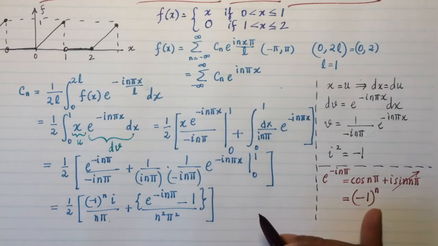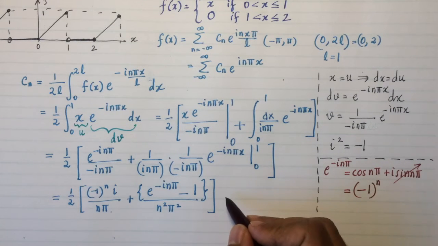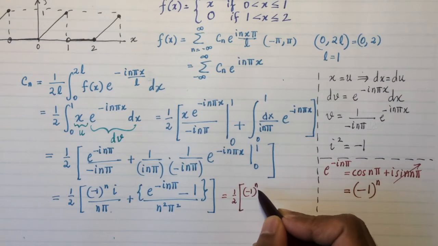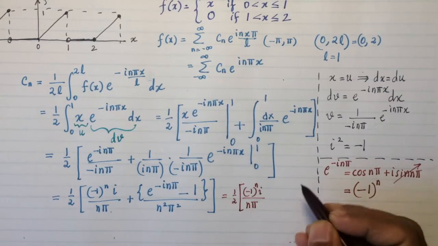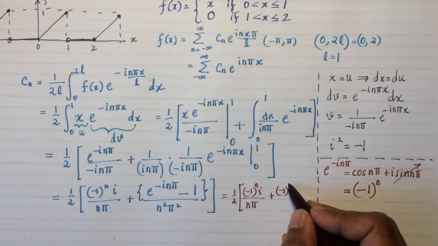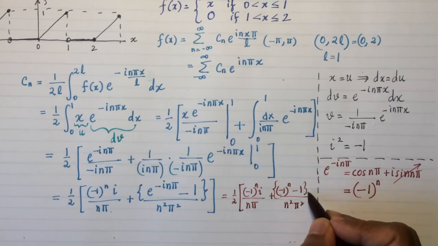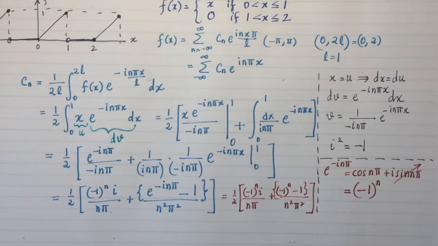You do a lot of these kinds of things in Fourier analysis. And that's one of the small minor challenges of Fourier analysis, to write things in a compact way to declare your answer, or to make the answer come out like it's supposed to be. So I'll write the answer as 1/2 times minus 1 to the power n i over n pi plus minus 1 to the power n minus 1 over n squared pi squared. That is the coefficient Cn.